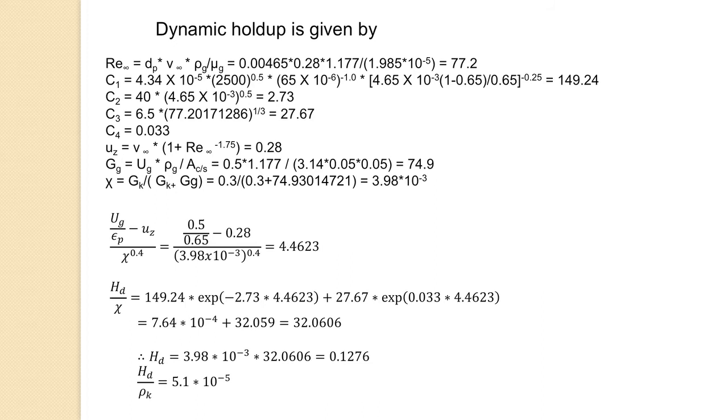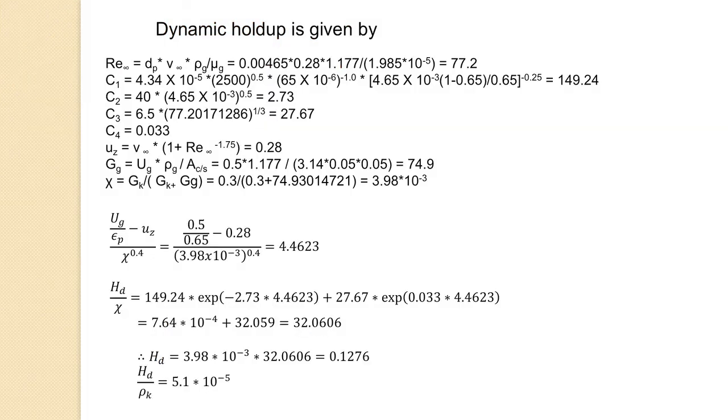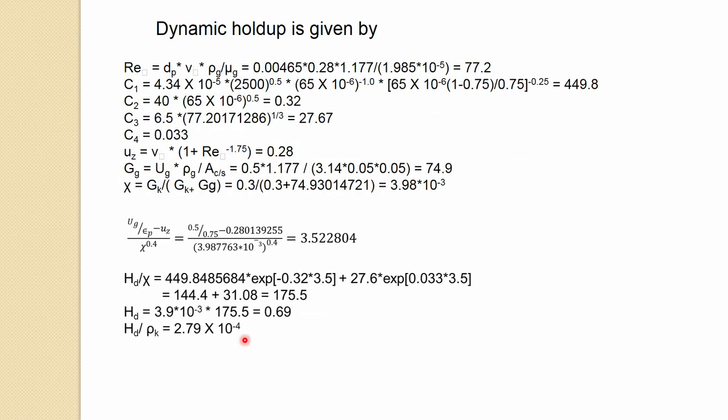Now, it is simply substituting all C1, C2, C3 and this thing into the equation. So, one can get the value of h d by kappa, and the kappa value is known. So, h d comes to this one. So, kappa is this. So, the dynamic hold up is about 0.69, and in terms of h d by rho k, which sometimes it is represented, you divide by the density, and it comes to this. So, this is your dynamic void fraction of the fines.